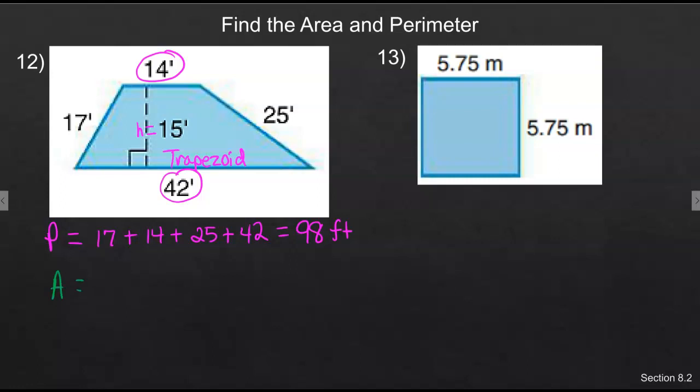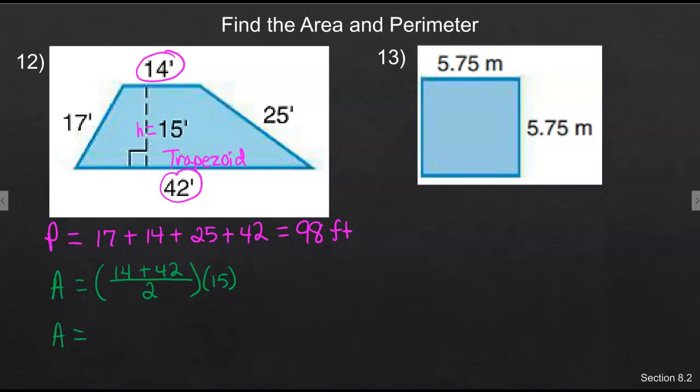So area is the sum of the bases, 14 and 42, divided by 2, and then times the height. And that's where we need the 15. That's the only place, so we don't need that for the perimeter.